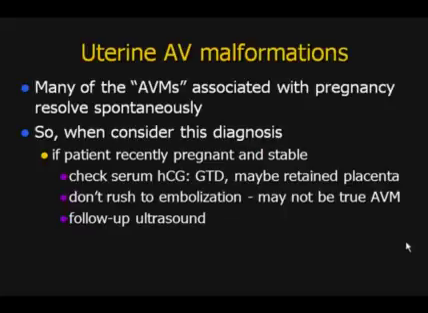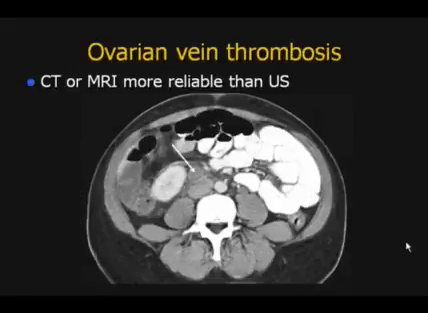So when you're considering this diagnosis of a uterine AVM, if the patient was recently pregnant and stable, don't rush off to treatment right away. You may want to check the serum HCG, look for other evidence of gestational trophoblastic disease, and consider a follow-up ultrasound in these patients because many of these will resolve.